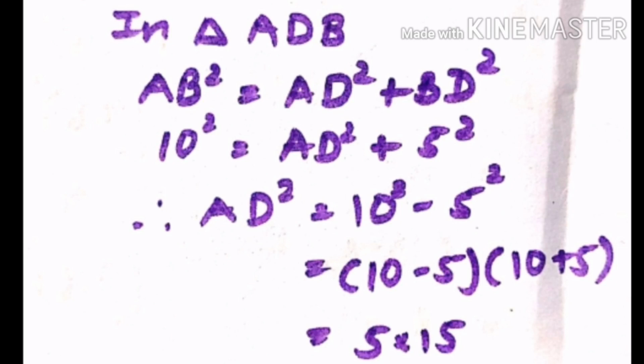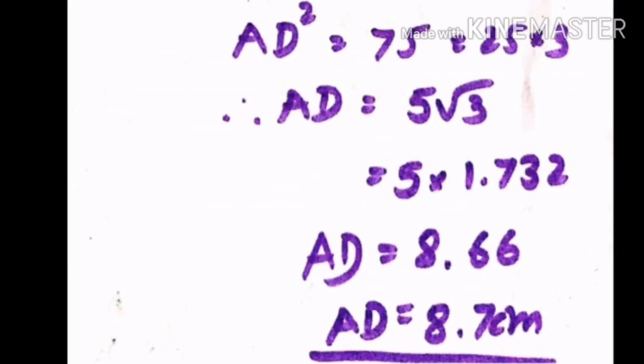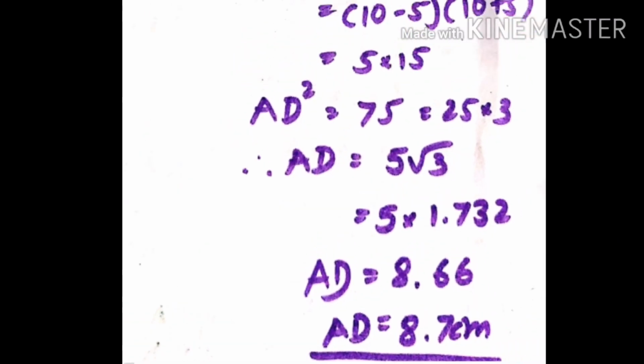Now we want to take the square root for AD. We know that 75 is nothing but 25 times 3, so you can factorize it as 25 times 3 and take the square root. AD is equal to 5 root 3. Now students, it is written in the question that you want the answer up to one place of decimal. So substitute the value of root 3 as 1.732 and get AD equal to 8.66. But we need one place of decimal, so we round it off and get 8.7 centimeters. This way you get your value of AD.